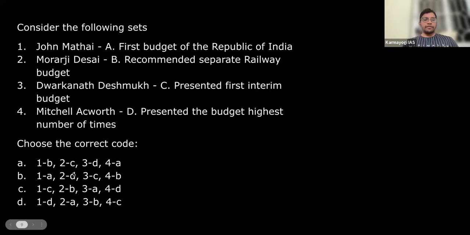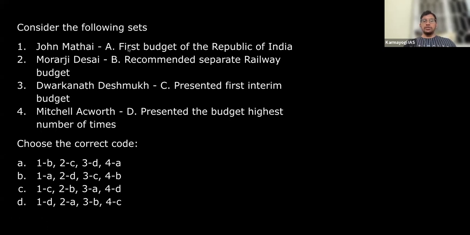Next one, about some facts related to the budget. They have given 4 names: John Mathai, Morarji Desai, Dwarkanath Deshmukh, and William Mitchell Acworth, and they have given 4 elements to match up. First, budget of Republic of India, recommended separate railway budget, presented first interim budget, presented the budget highest number of times. This is a very popular one: presented the budget highest number of times, that is Morarji Desai. He was the finance minister during the Congress. He has presented 10 times. So 2 should be D.